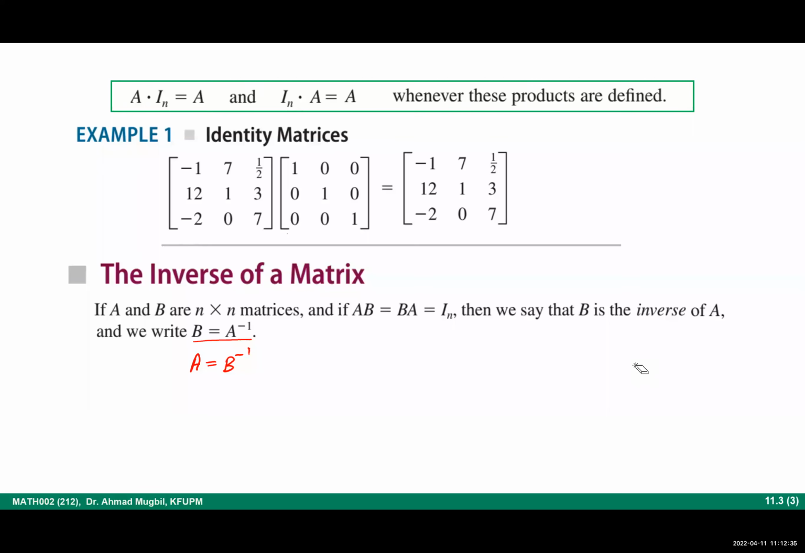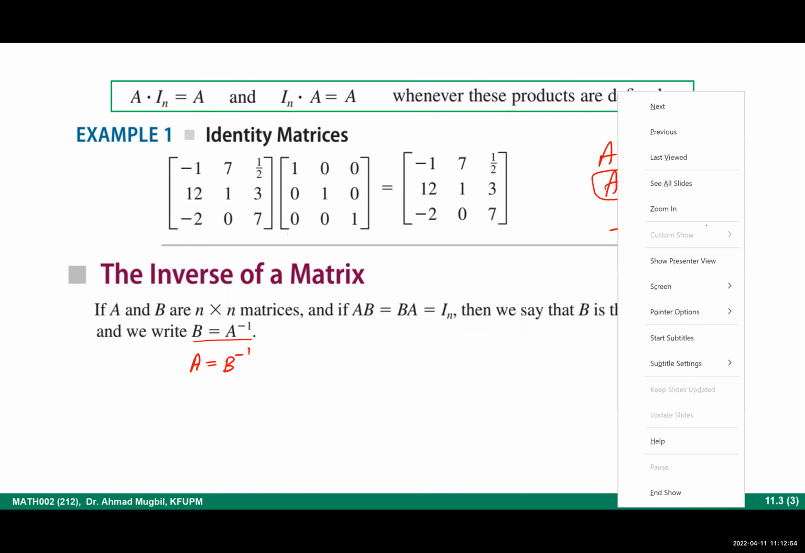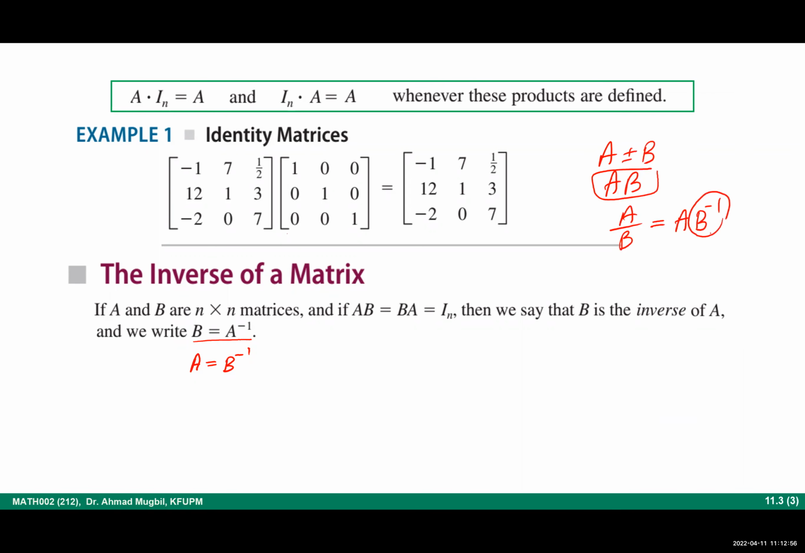Let me remind you that we have defined addition and subtraction for matrices, and multiplication in a special way. But for dividing matrices, we don't have such a concept. In fact, you can think about it like A multiplied by B inverse, the inverse of B. And this is, of course, what you will learn how to find today. So you can think about it as an alternative or equivalent way of dividing matrices.